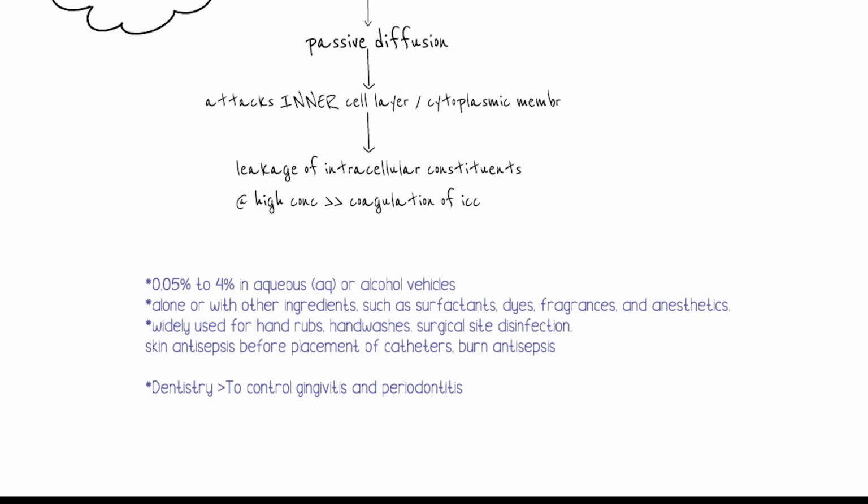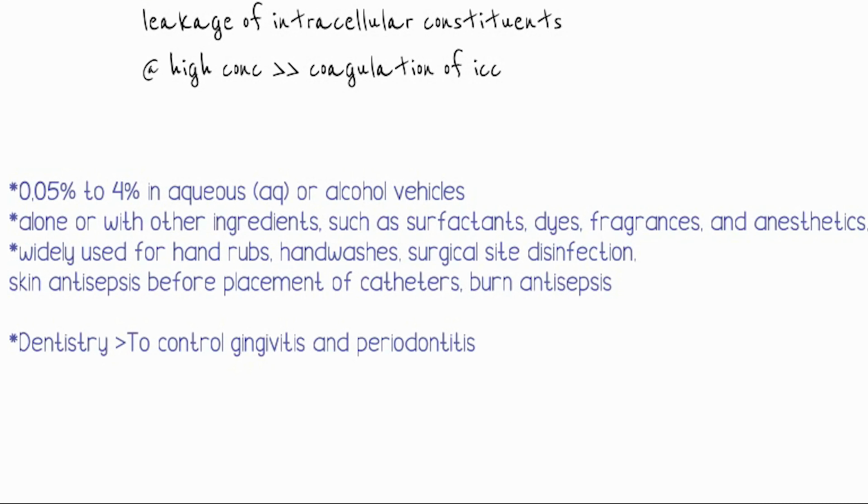Sani scrub, which is a popular hand rub, contains 0.5% chlorhexidine with 70% ethanol solution. It is widely used for hand rubs, hand washes, surgical site disinfection, skin antisepsis before placement of catheters, and even in burn antisepsis. In dentistry, it is used to control gingivitis and periodontitis.